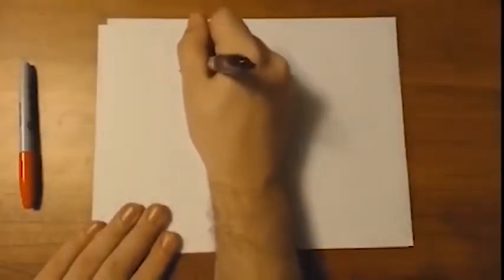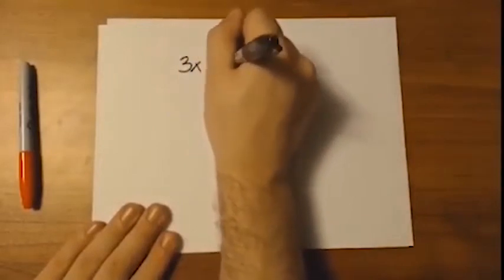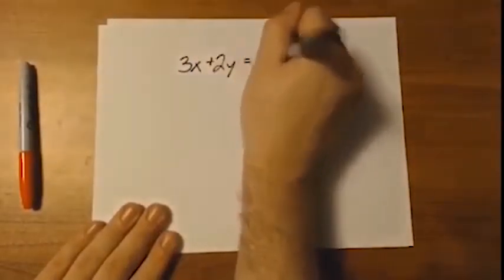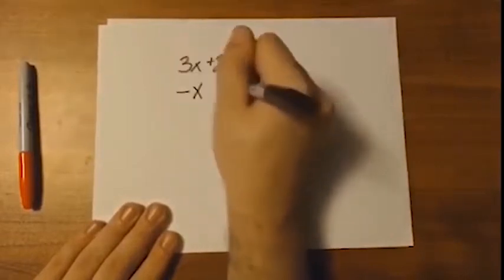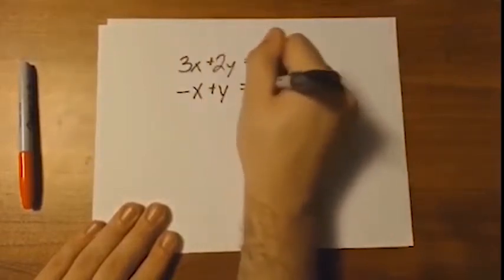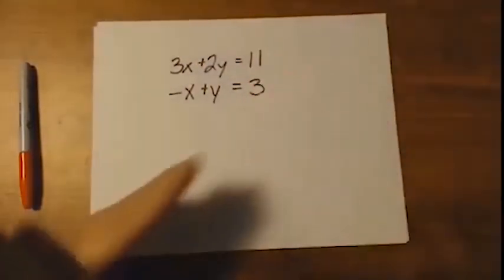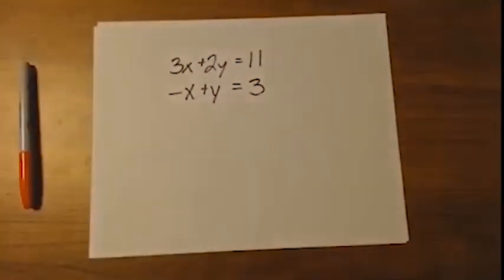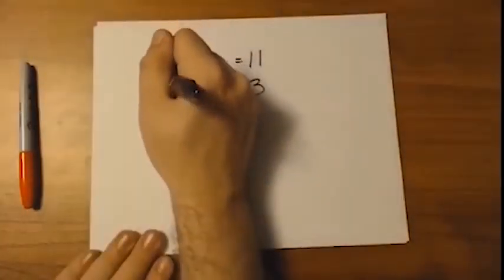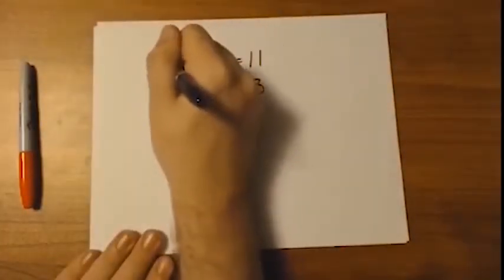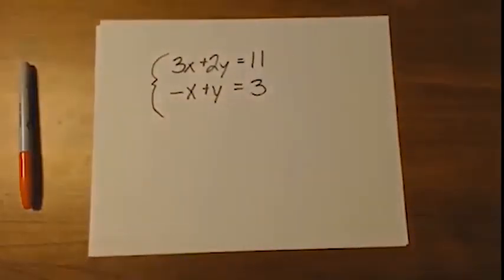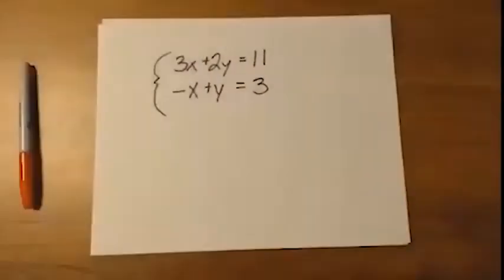We have the system 3x plus 2y equals 11, and negative x plus y equals 3. If we thought about this graphically, if we graphed this line and we graphed this line, wherever they intersect would be the solution for x and y. Sometimes you'll see a system of equations with a left brace, just showing that these are together.